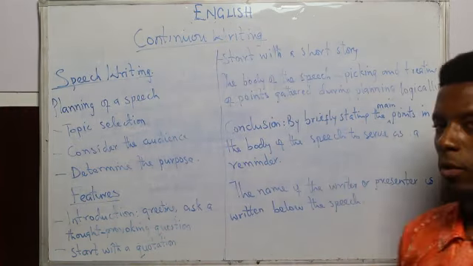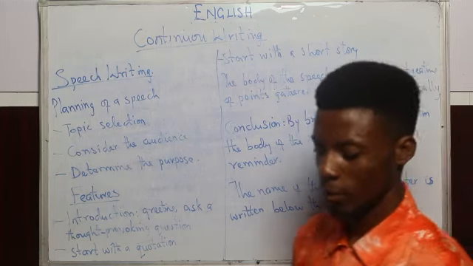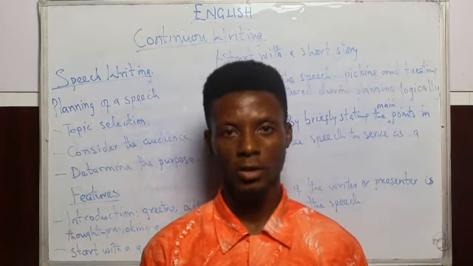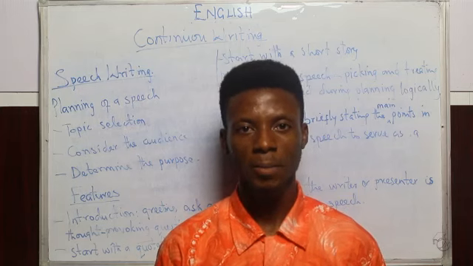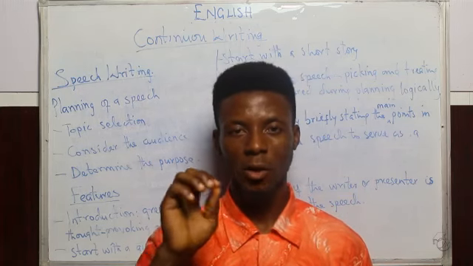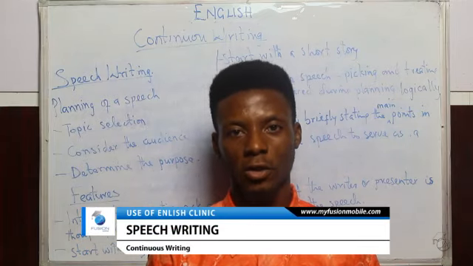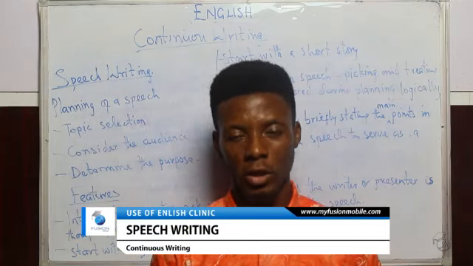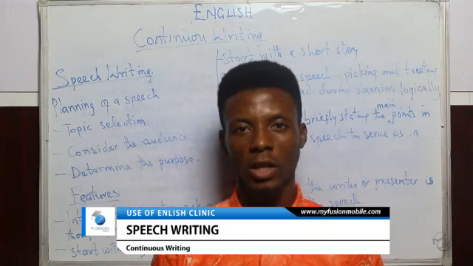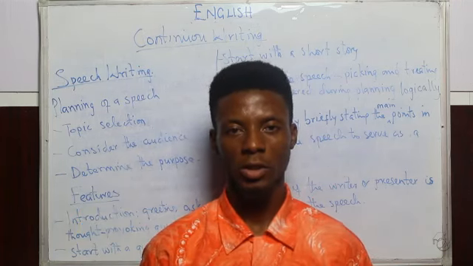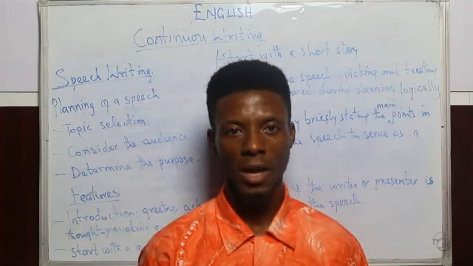The conclusion of your speech, by briefly stating the main points in the body of the speech to serve as a reminder. When you're concluding your speech, it is always advisable to go back and point out the main ideas, the topic sentences in each of the paragraphs that you have in your speech. It's not necessarily that you start your speech all over again, but just pick the main points that you have discussed in the main body of the speech. This serves as a reminder to the audience.